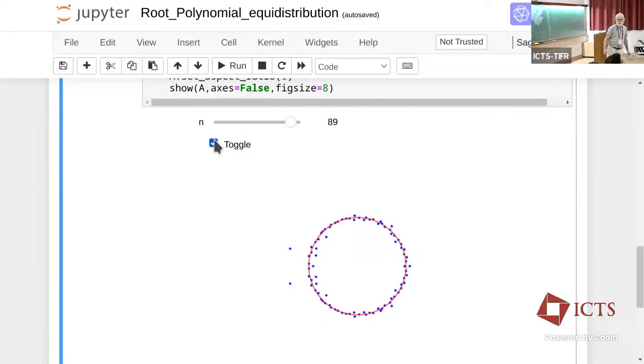No, because as long as I take a uniform distribution for all the coefficients, then you can always divide by the highest one and get something monic. So it will not change whether you take monic or not monic, you will see this picture.